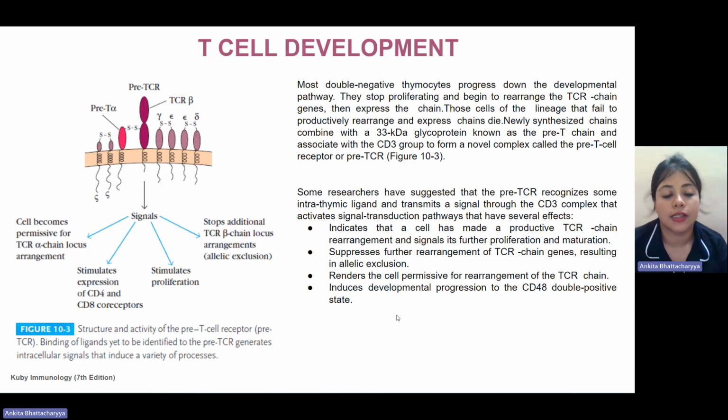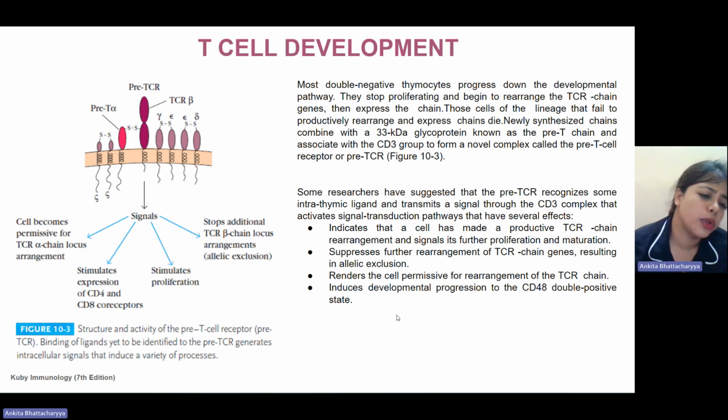The first being that the cell now becomes permissive for TCR alpha chain locus rearrangement. So once you can actually validate the fact that pre-T alpha and the complete TCR beta genes are able to interact with each other and generate a potentially functional protein, then the cell will basically give the green signal to go ahead and proceed with alpha chain locus rearrangement as well.